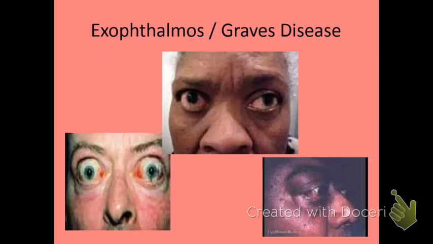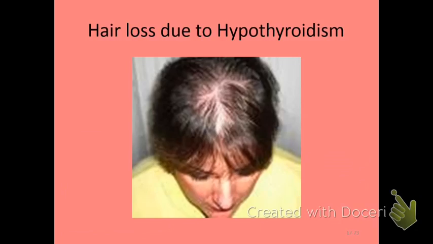Exophthalmosis, Graves' disease, kind of scary, where their eyes are poking out, bulging out, usually bloodshot, having problems with thyroid, loss of hair, and other factors along with it, but the eyes are definitely one of the main factors. Here's another one: hair loss due to hypothyroidism, especially in the crown of the head, especially in women who are brushing their hair and the hairbrush is full of hair. It might be a good time to go get a thyroid check from your doctor.